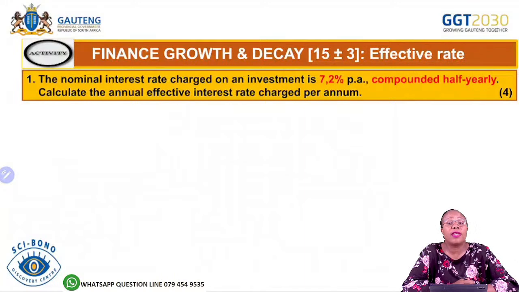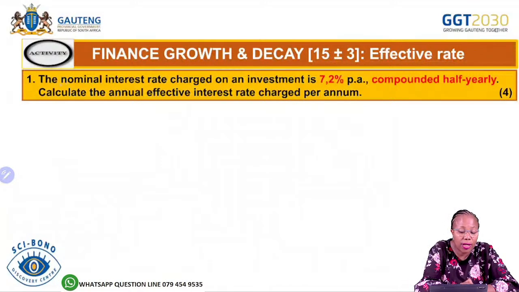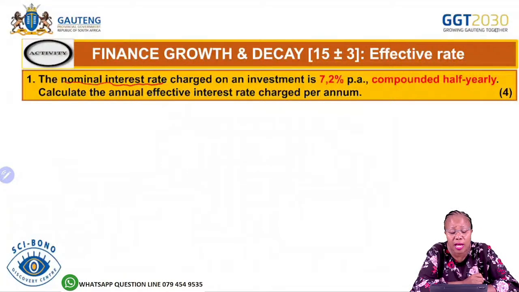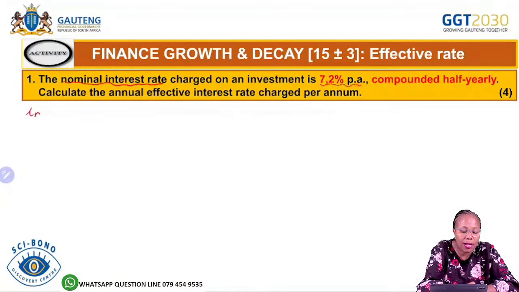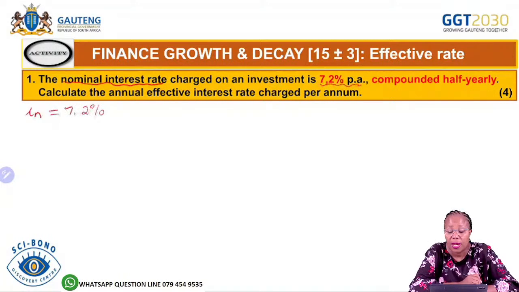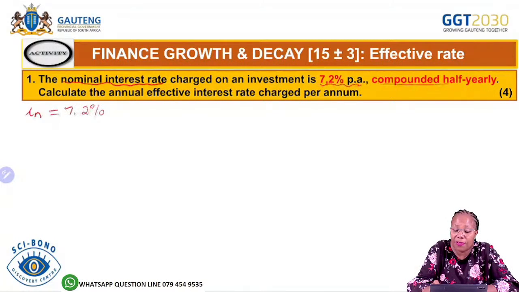And then let's look at the first activity under finance. The statement says that the nominal interest rate, I am highlighting that because it is talking to nominal, that is charged on an investment is 7.2. That means I am giving I nominal equal to 7.2% per annum, and then compounded half yearly.